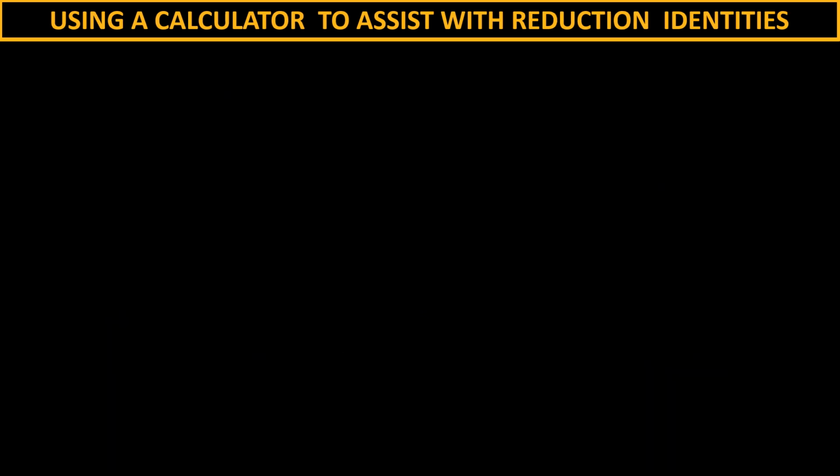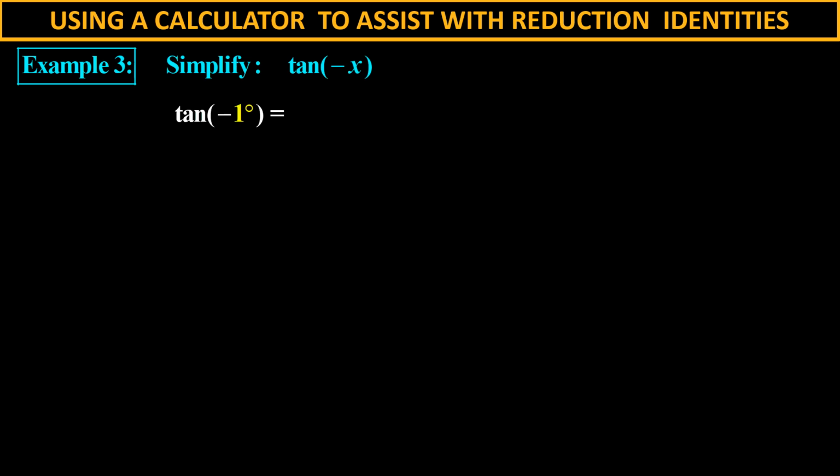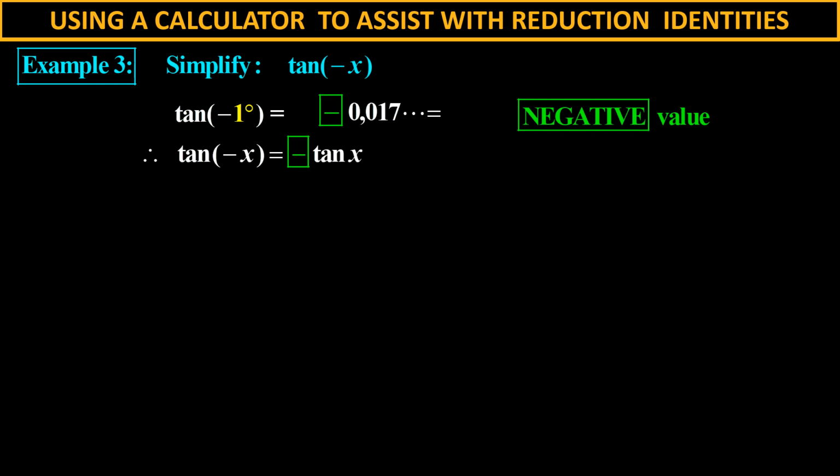Now let's look at some more examples here. Simplify tan of negative x. So I enter tan of negative 1. And you see the output on the calculator tells you it's negative. So tan of negative x is just negative tan of x. Just becomes negative tan of x.